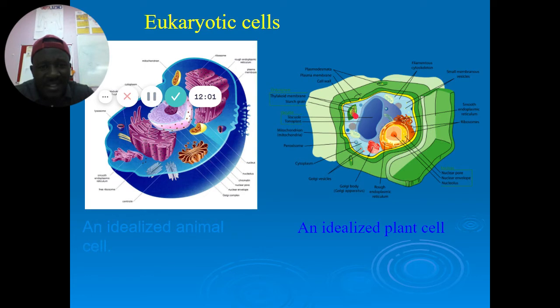A chloroplast is a structure that contains chlorophyll, and it's responsible for the green coloring of the cell. It's the site where the light-dependent and light-independent stages of photosynthesis take place. So this is so beautiful and so nice.